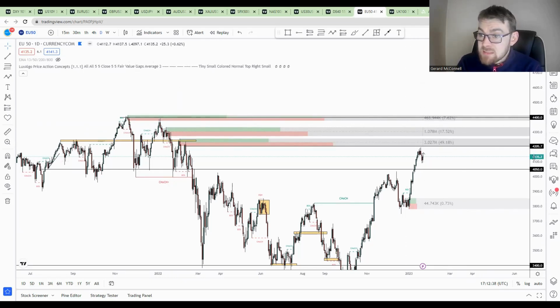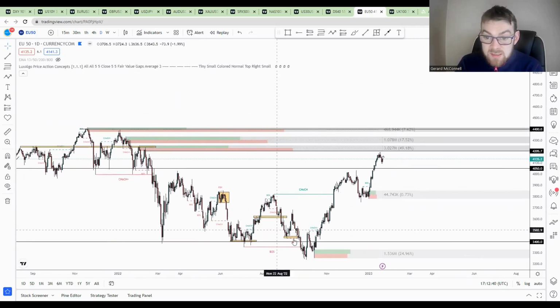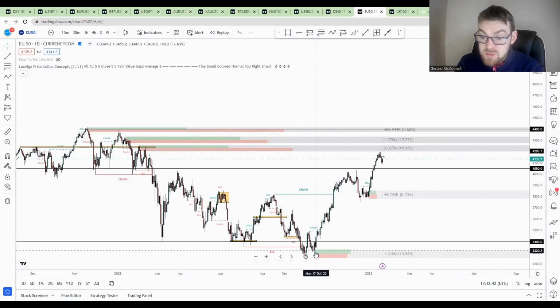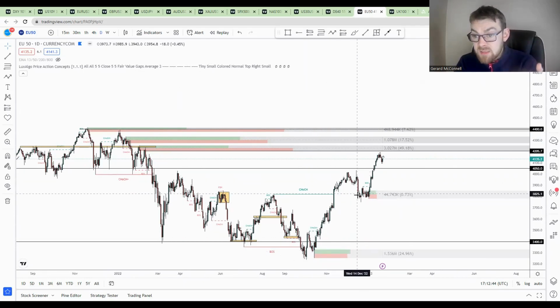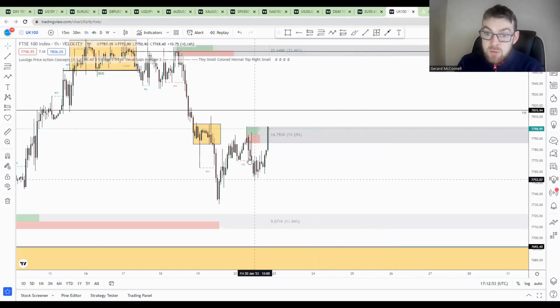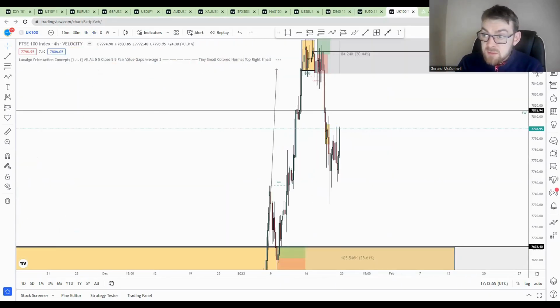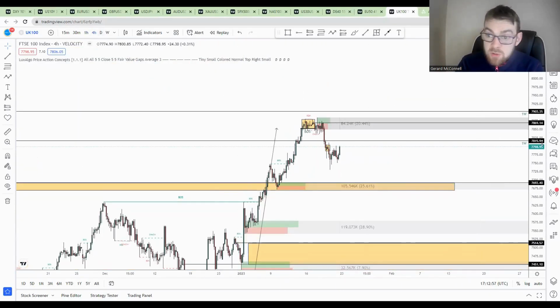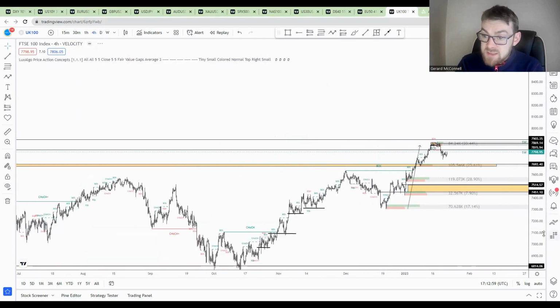So we're not that massively away when you consider the decline that we saw through 2022 and the aggressive moves we saw October, November into mid-December, and of course the secondary wave at the beginning of this year. European indices are not that terribly far away from all-time highs, and that is very, very obvious in the FTSE.